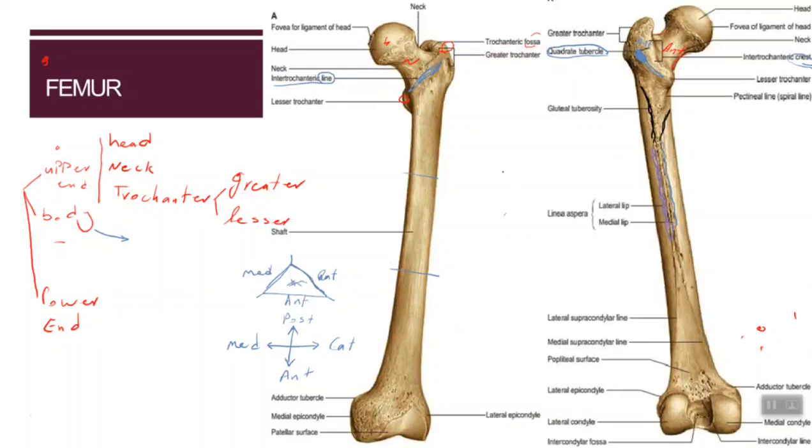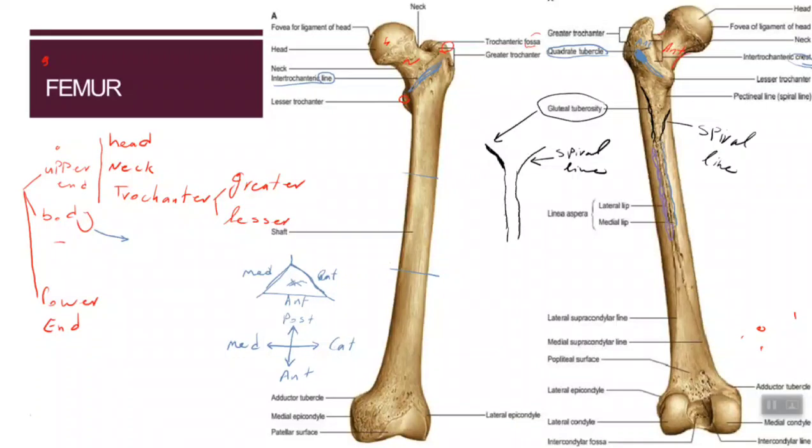It means that when you follow the linea aspera, for example, it has two lips: one goes up and medial, and one goes up and lateral. There is more prominence on the lateral side. The medial one is named the spiral line, and it goes upward and lateral. The lateral one is named the gluteal tuberosity. This one is a gluteal tuberosity, and this one is a spiral line.